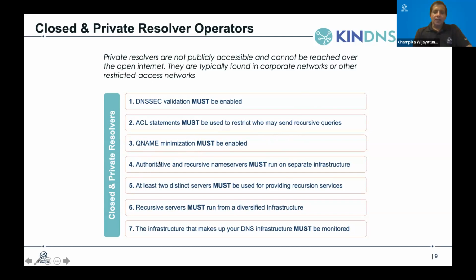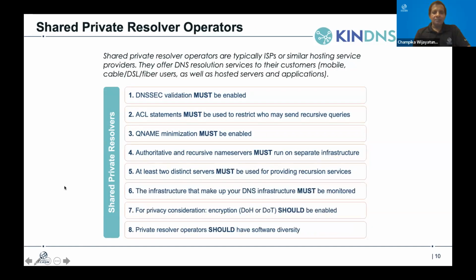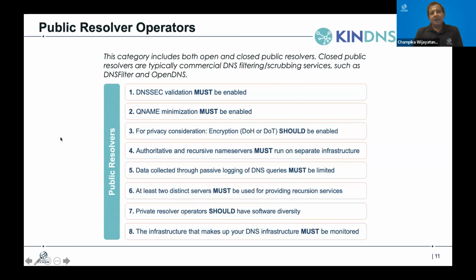And then again, we spoke about having different infrastructures for authoritative and recursive name servers. That's also important. And then also having a number of servers in diversified infrastructure, and then the monitoring and so on. So these are all important best practices, especially if you're running your recursive servers in a closed and private environment. And then if you go to the next category, that is the public resolver operators.